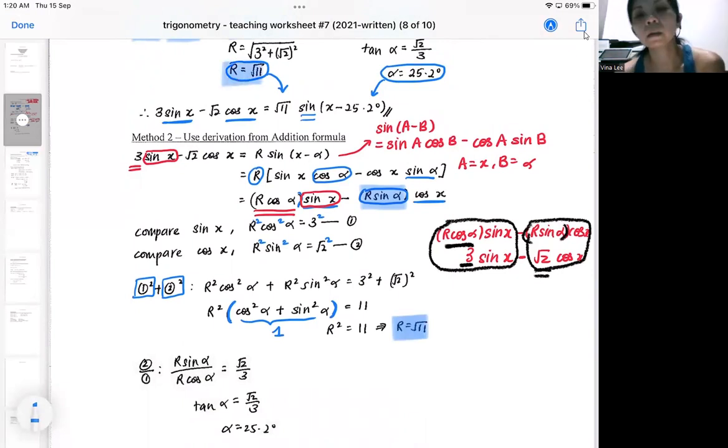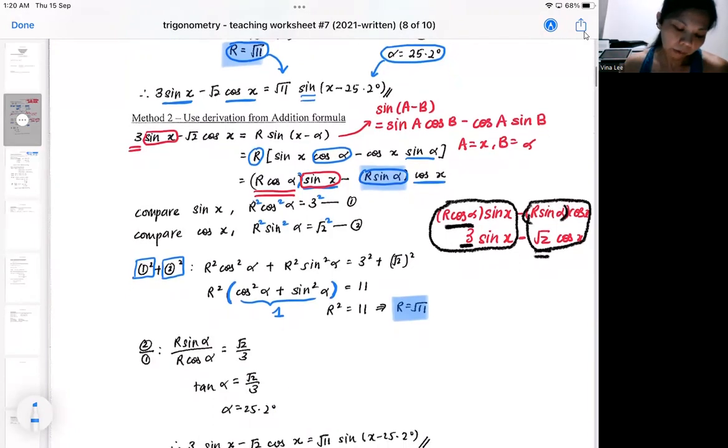So you may be thinking, method 1 looks easier, why am I using method 2? Method 1 actually came from method 2. It's just that they skip the derivation. Some of you, your teacher will show you method 1 and use the formula directly. Some of you, your teacher will show you method 2.